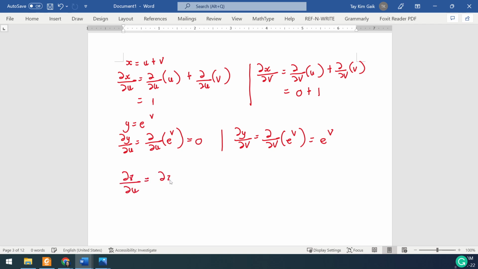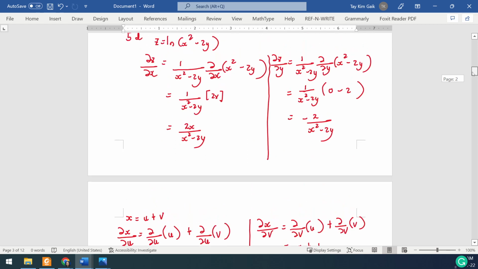Okay, z you can differentiate with respect to x. Okay, x you differentiate with respect to u, so del x del u, and then z you differentiate with respect to y, so del y del u. So the middle del x cancels, del y cancels, and you get del z del u. Okay, put back what you obtained just now for del z del x.